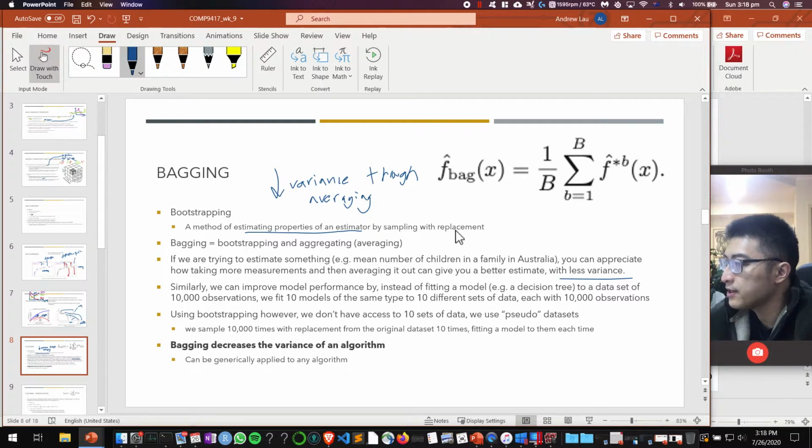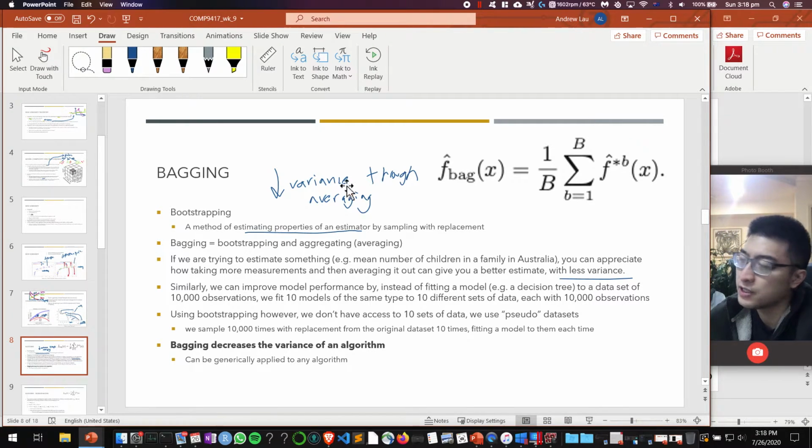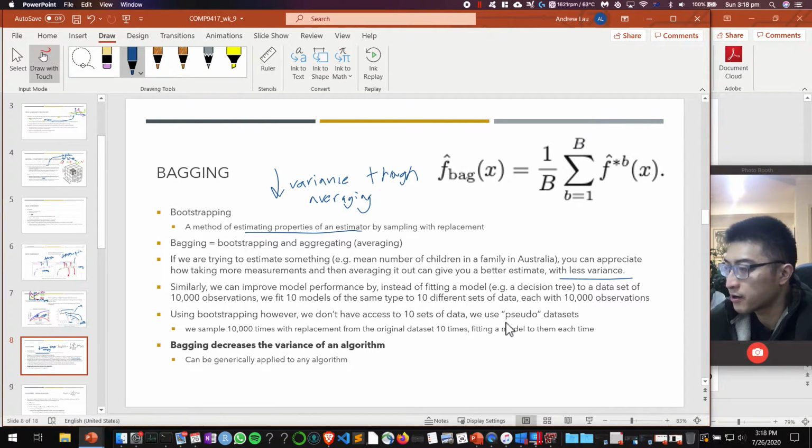Think of it as artificially generating more pseudo data, and then for each of those bootstrapped sets of data, you fit some sort of model to it, say a decision tree or linear regression or what have you, some sort of machine learning or statistical model. So that's effectively what bagging is: bootstrapping and aggregating.